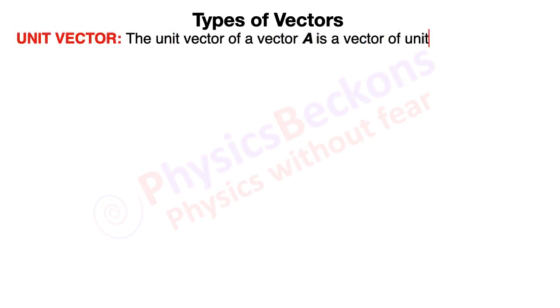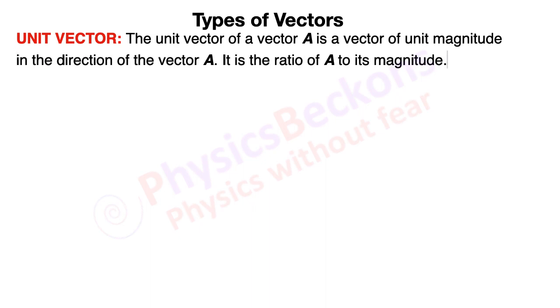Another special type is unit vector. The unit vector of a given vector A is a vector of unit magnitude, that is magnitude should be 1, and it acts in the direction of the given vector A. So unit vector basically is the ratio of vector A to its magnitude.